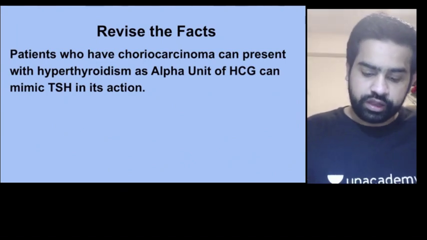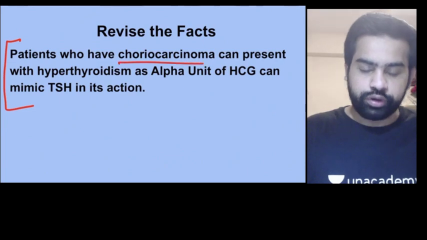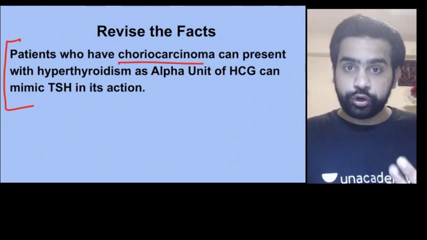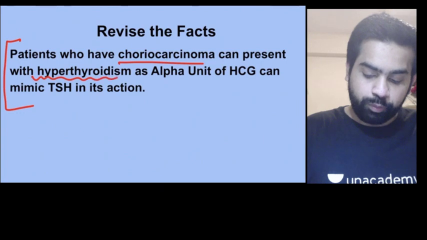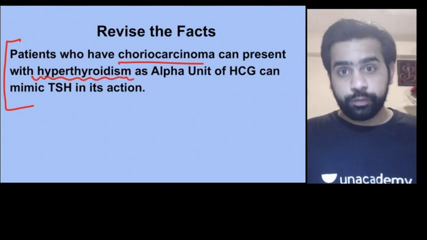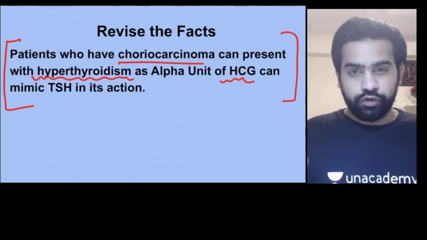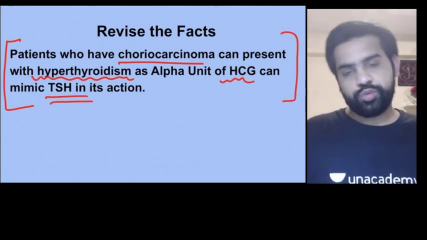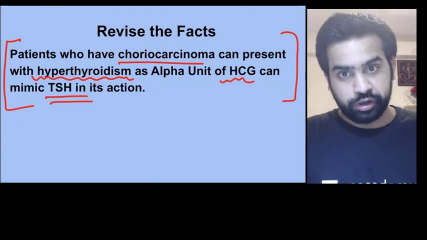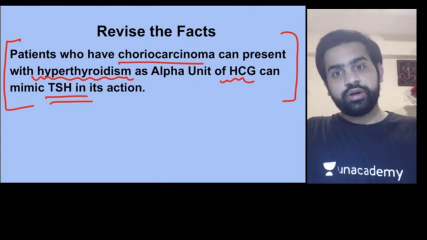Now another important thing is patients who have choriocarcinoma. These patients can come to you with the signs of hyperthyroidism. Why? Because the alpha subunit of the human chorionic gonadotropin basically mimics the TSH, and it can stimulate the TSH receptors. I hope you get this particular point. This is an important thing.